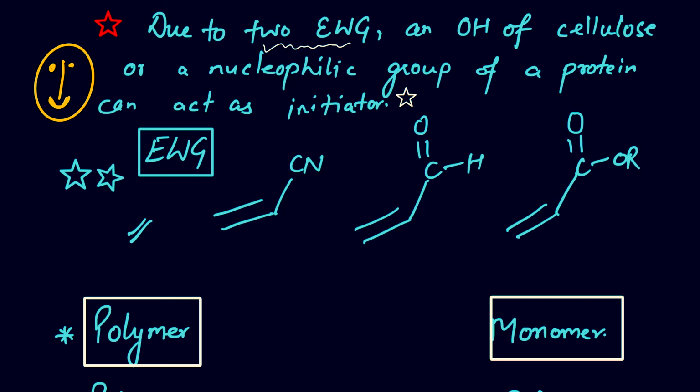So anionic polymerization can be shown if we attach any electron withdrawing group on the alkene molecule, for example, cyanide, COH or COOR. So that is all about anionic and cationic polymerization. In the next video we will discuss polymers and their monomers.